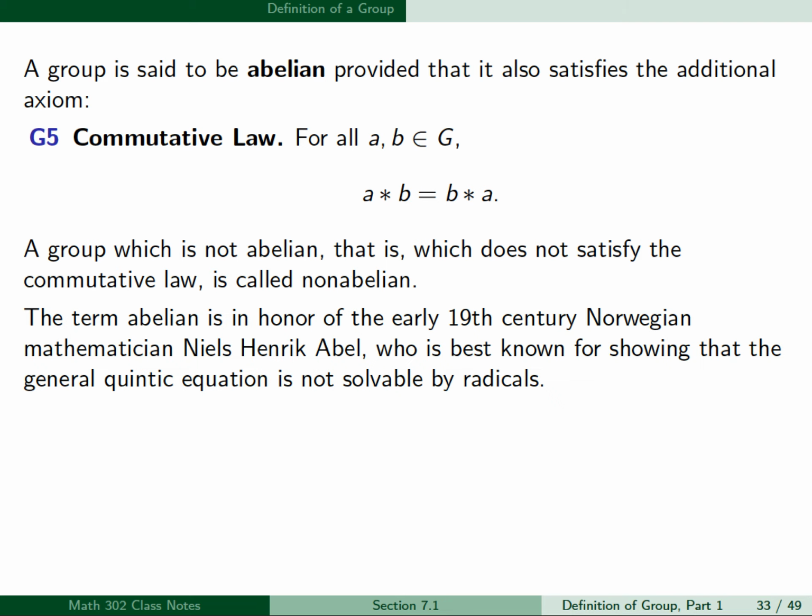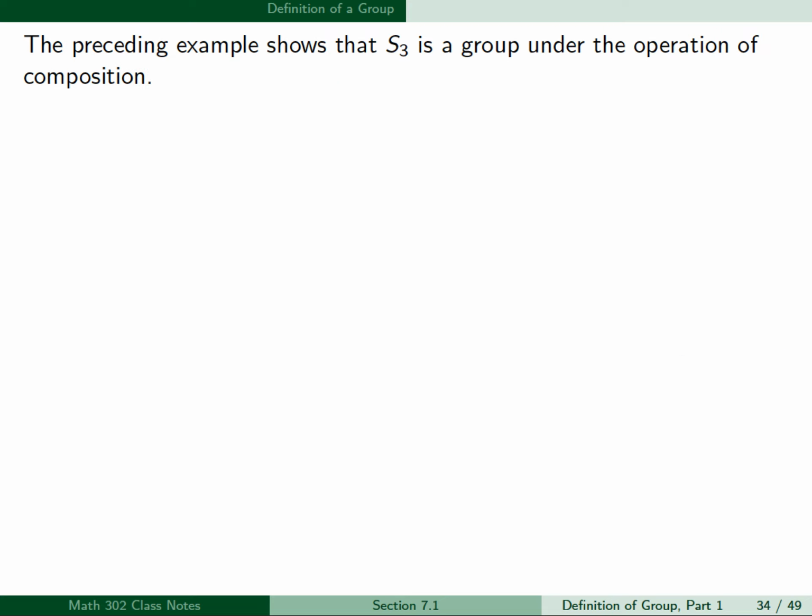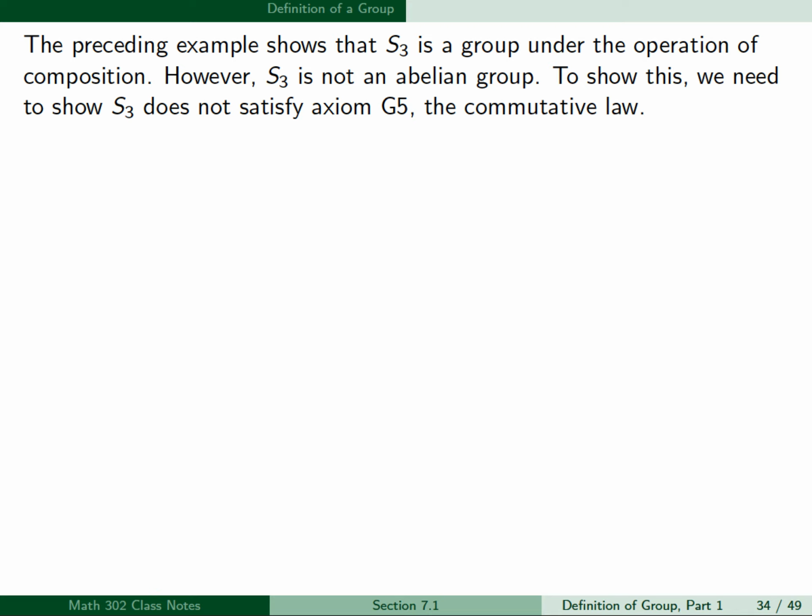The term abelian is in honor of the early 19th century Norwegian mathematician Niels Henrik Abel, who is best known for showing that the general quintic equation is not solvable by radicals. The preceding example shows that S3 is a group under the operation of composition. However, S3 is not an abelian group. To show this, we need to show that S3 does not satisfy axiom G5, the commutative law.